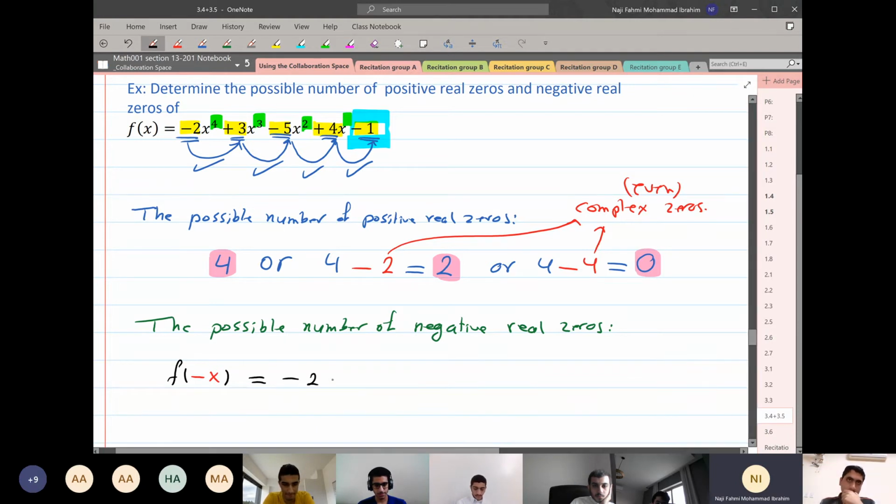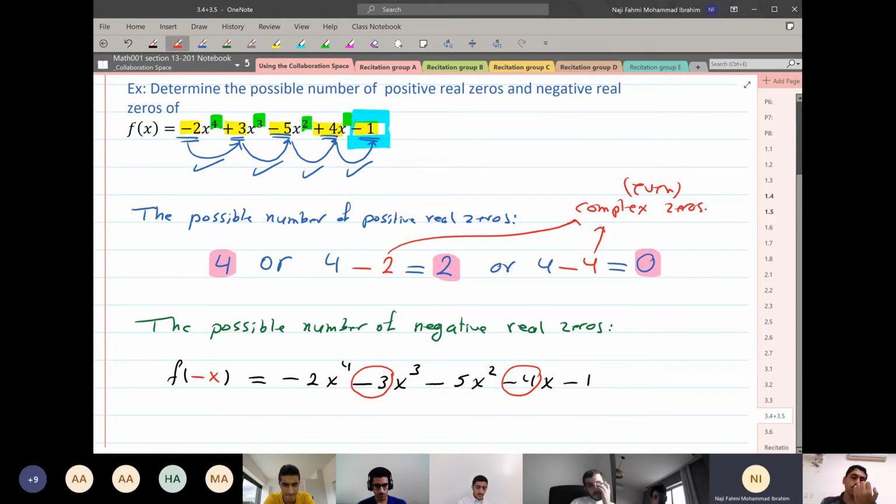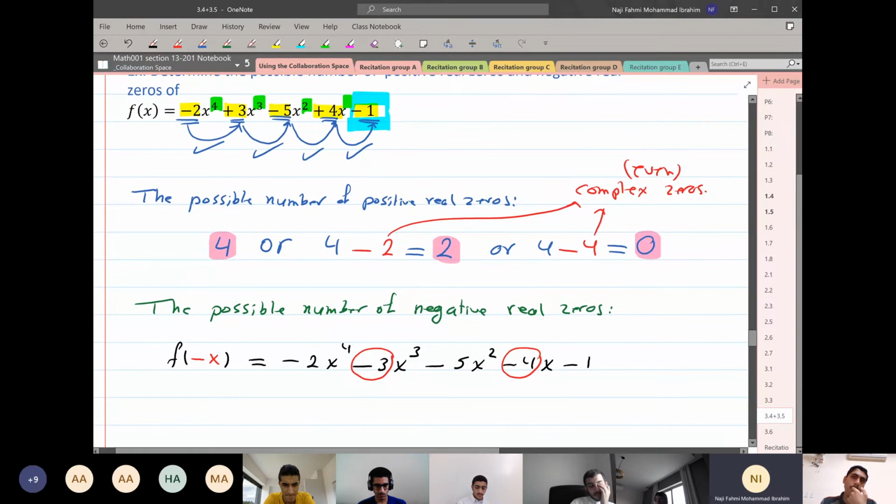I have to say this is negative 2x to power 4 minus 3x to power 3 minus 5x squared minus 4x minus 1. Which terms did we change the signs of? Just the odd powers. Why? Because negative raised to an odd power is negative.